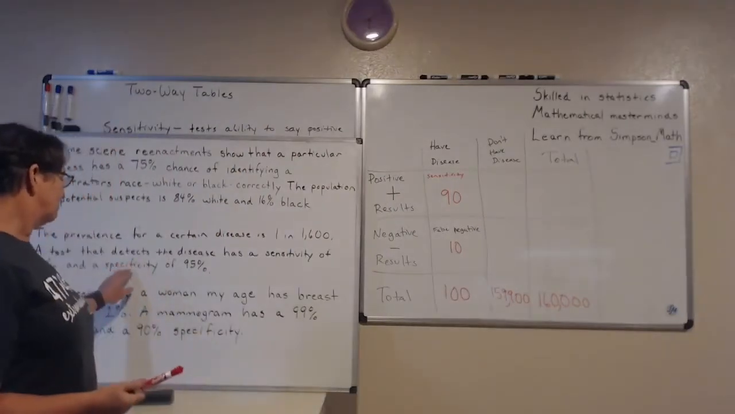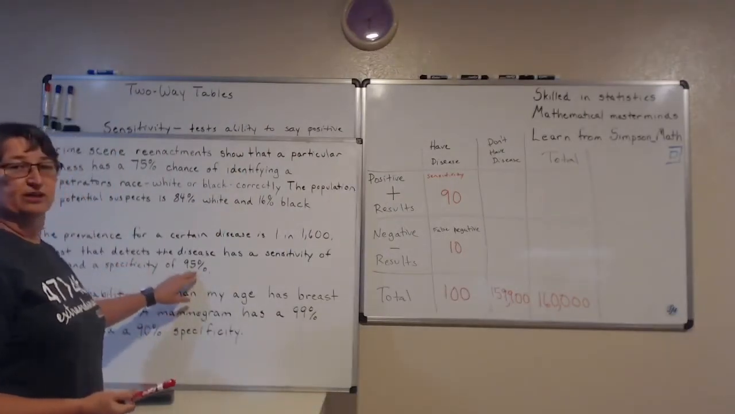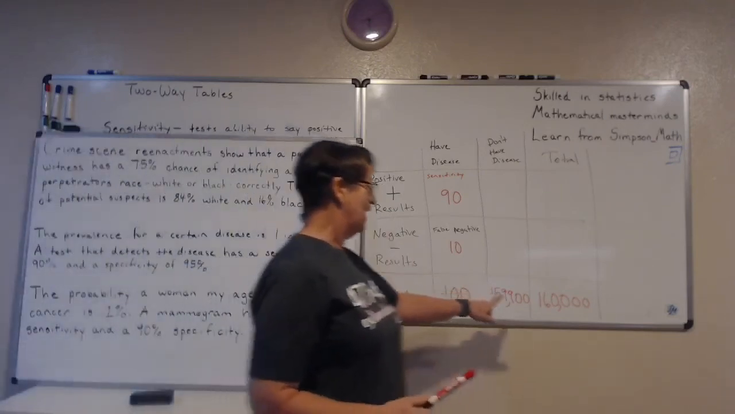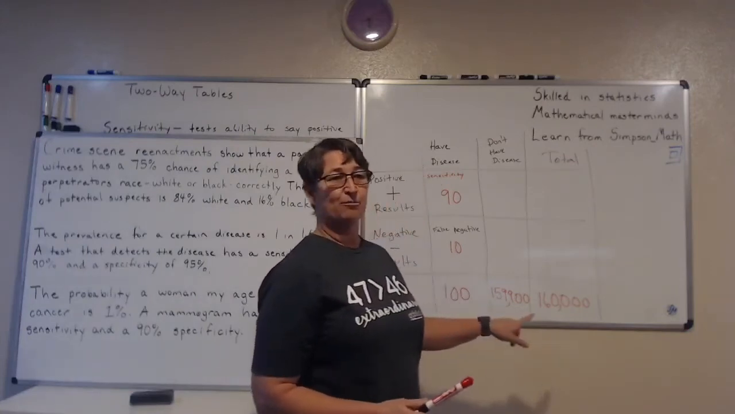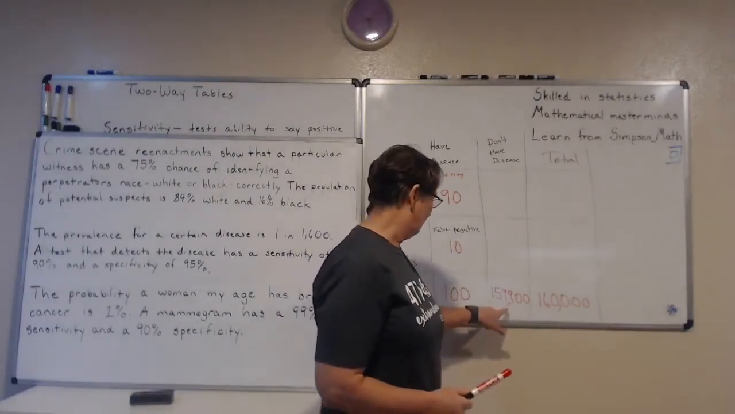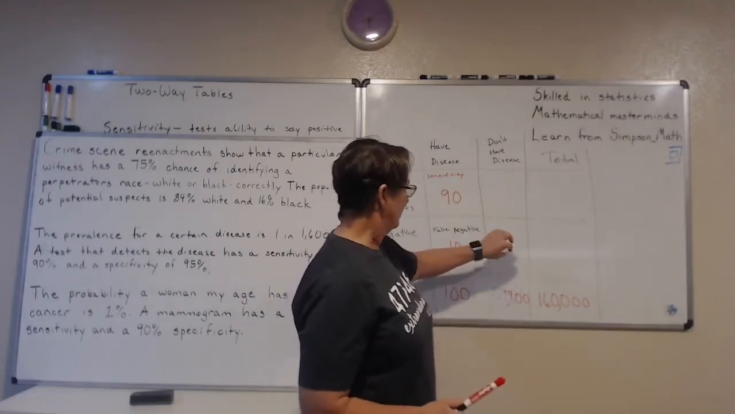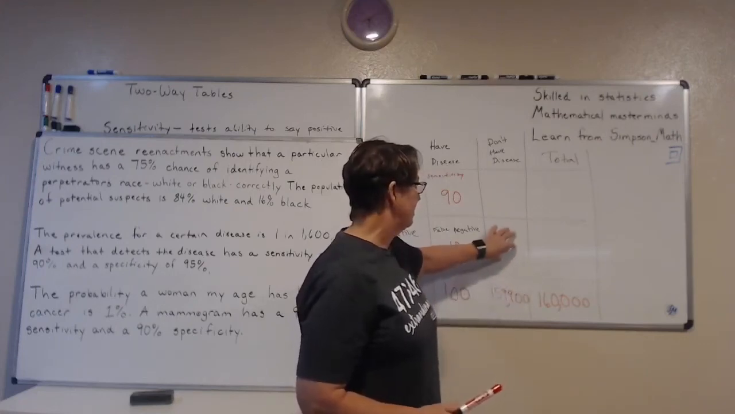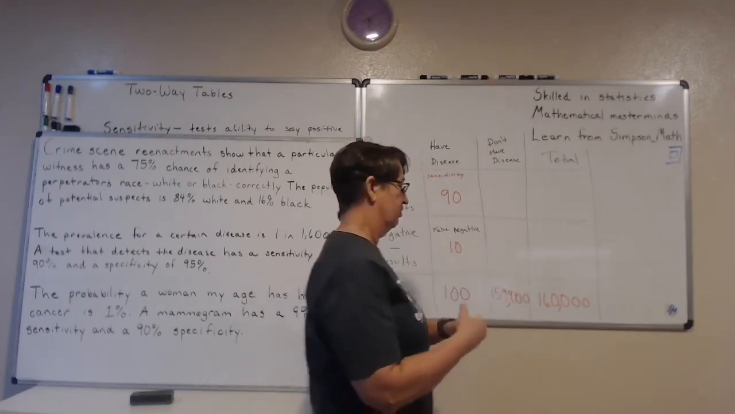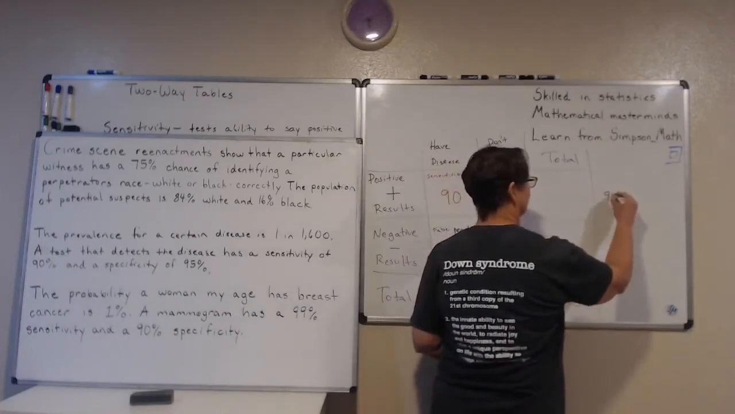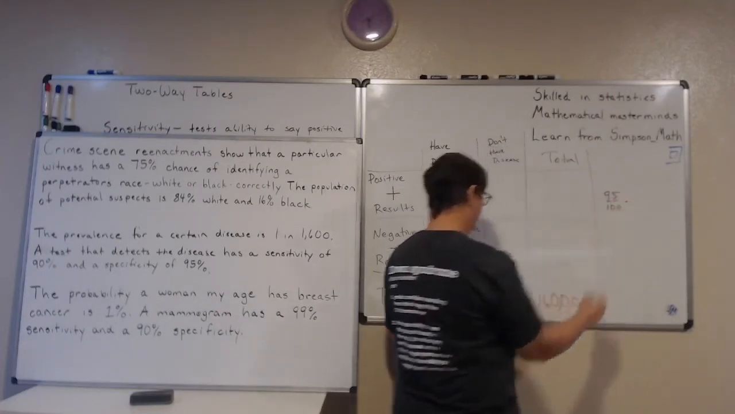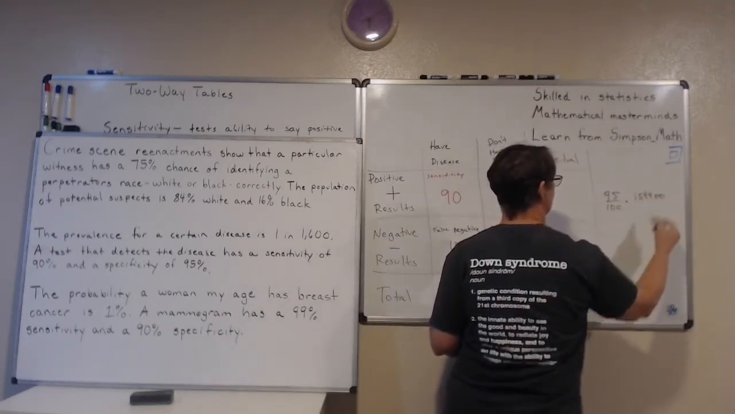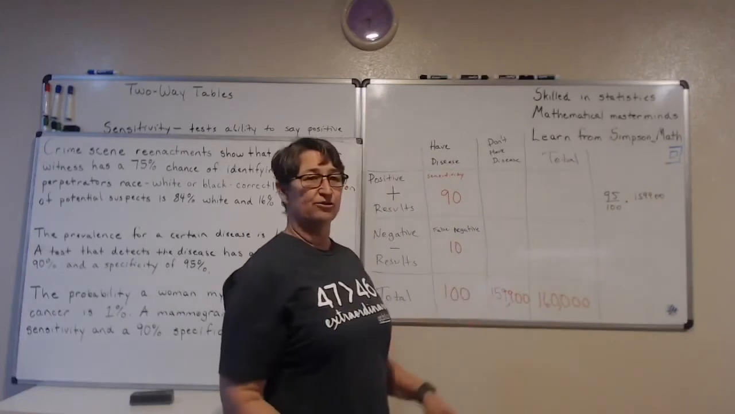Then we have a specificity of 95%. So I'm going to do 95% of the people who did not have the disease. 95% of the people who do not have the disease got a negative result. So almost everybody who didn't have the disease ended up with a negative result. So 95% of those people without the disease, 159,900, walk away without the disease.